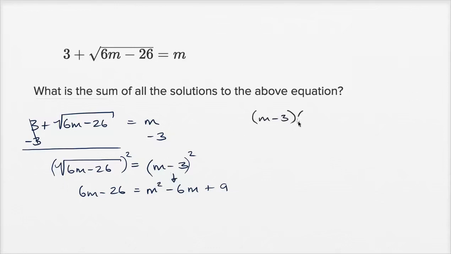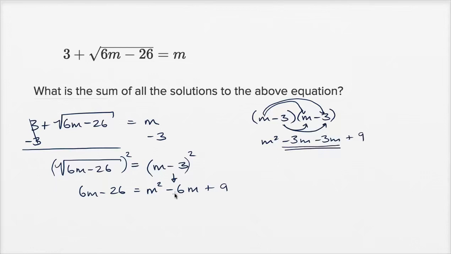m minus 3 times m minus 3, that's the same thing as m minus 3 squared. You'll have m times m, which is m squared, m times negative 3, which is negative 3m, negative 3 times m, which is negative 3m, and then negative 3 times negative 3, which is positive 9. And the negative 3m plus the negative 3m, that is negative 6m.